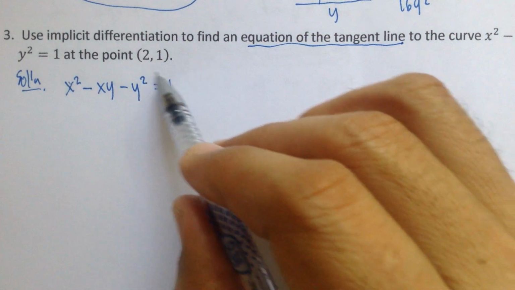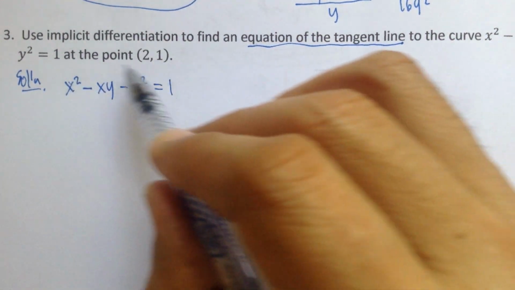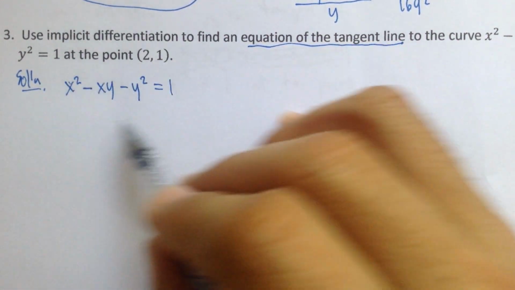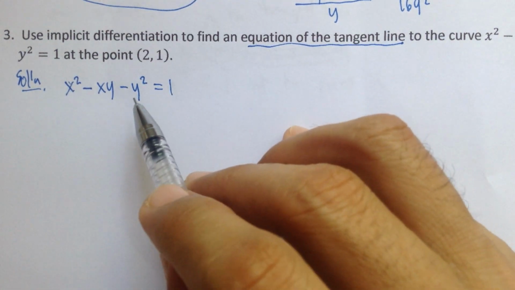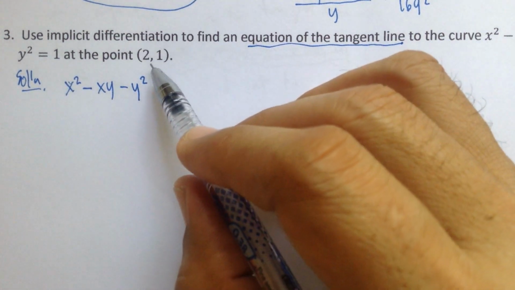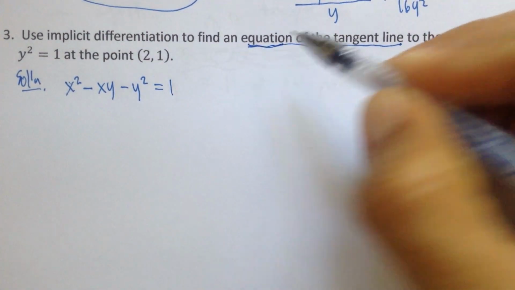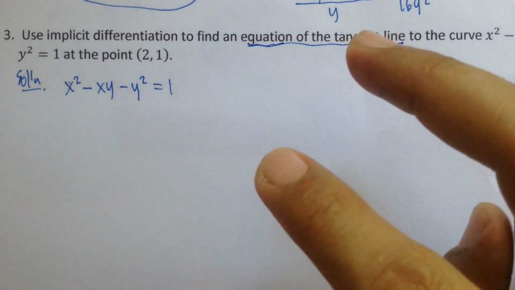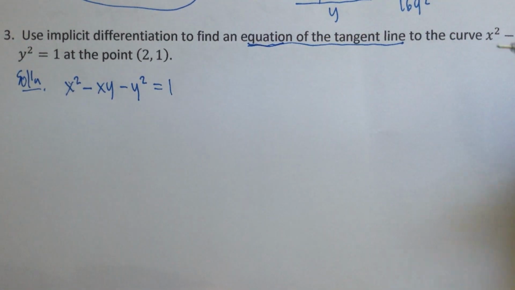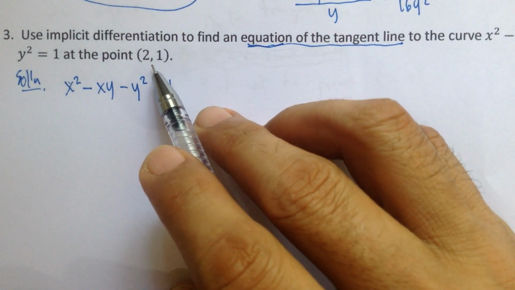Equation of the line that is tangent to this curve. I think this curve is a hyperbola. Okay, so we find the equation of the line tangent to this curve at that particular point. To find the equation, you remember, you need two things. First, you need the slope, and second, you need a point. Now we already have a point, we need only the slope.